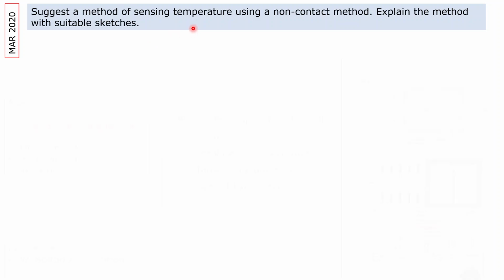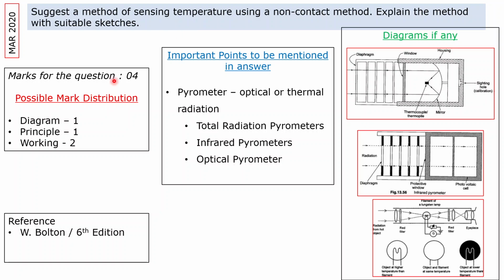Suggest a method, only one method you have to mention. This question we have discussed before. This question is for 4 marks. The diagram carries 1 mark, the principle carries 1 mark, and the working carries 2 marks. You can mention any one pyrometer, sketch it, write the principle, write the working, and you will get 4 marks.